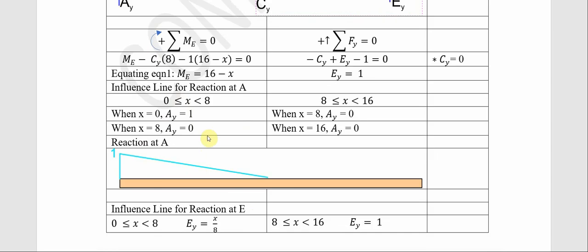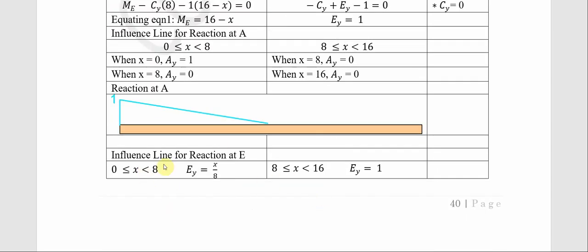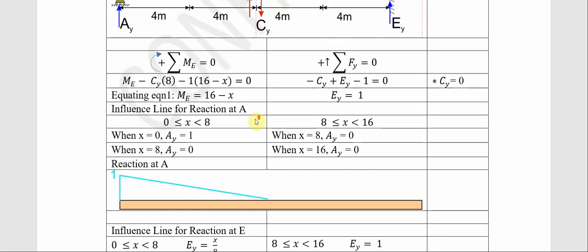Now let us look at influence line for the reaction at E. When we put our unit load from 0 less than S less than 8, our EY equals to x over 8.